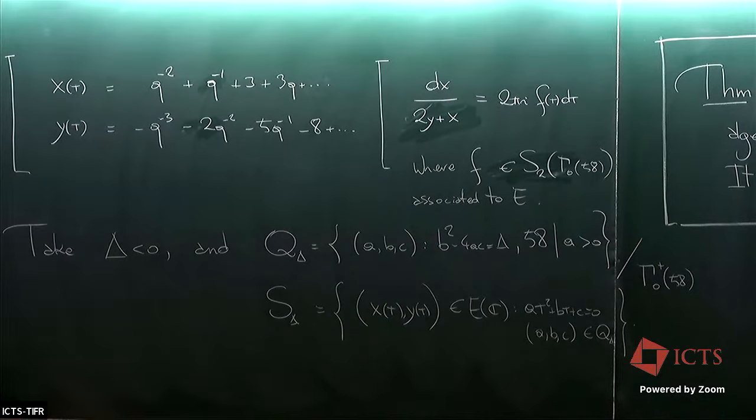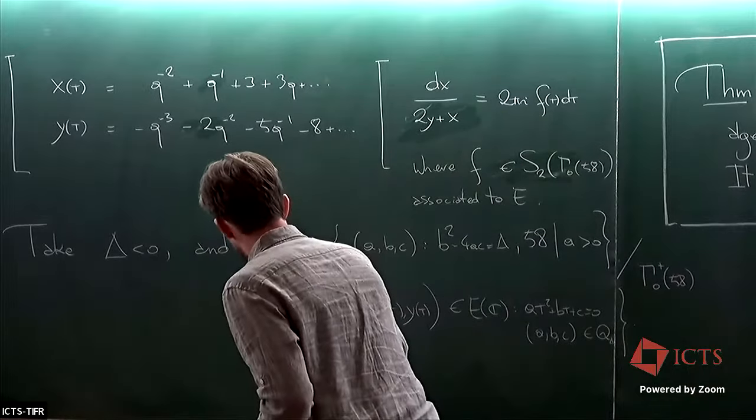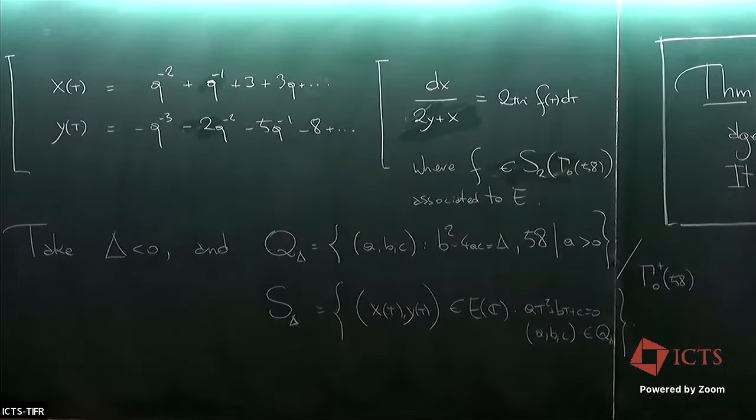Okay. So in this way, I get a finite set of points on the elliptic curve. And I know that all of them secretly are algebraic. I even know over what field they're algebraic. The ring class field. Okay. All right, so let's see some examples.